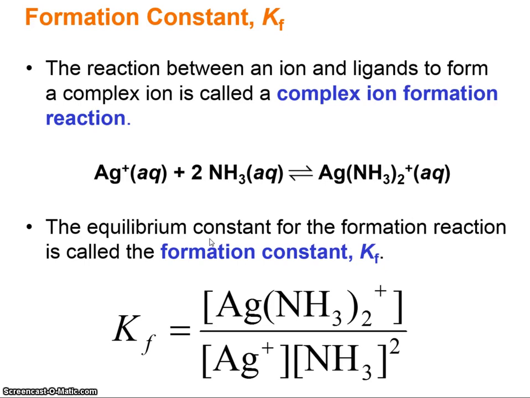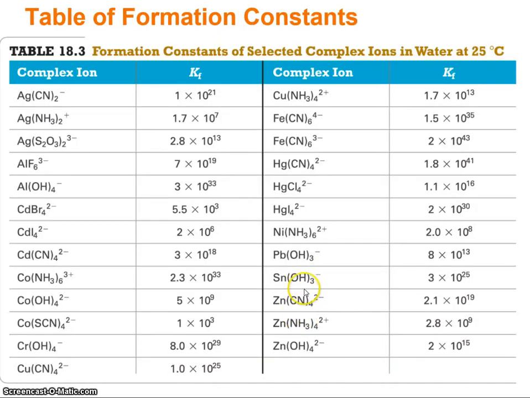So Kf is going to be products over reactants. And in this case, it's very similar to Ksp, but note that you've got the one thing over here that's coming from two things. So I've got the Ag plus and the NH3 that are the reactants, and then the complex, the Ag(NH3)2, that is the products. Right? And because this is a formation of a complex ion, we'll call it K sub F for formation. And different chemical species have different Kf values.